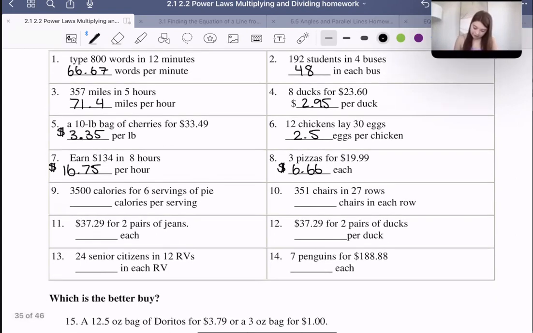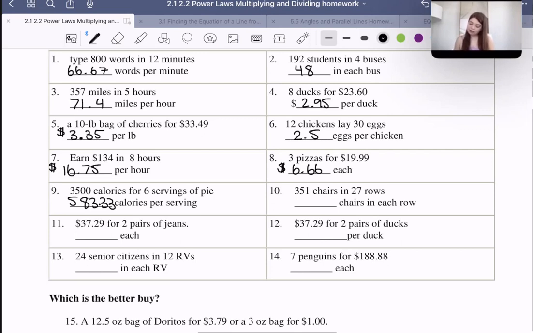All right, number 9 says it's 3,500 calories for 6 servings of pie. How many for 1 serving of pie? How many per serving? Well, that's going to be 3,500 divided by 6 is going to give us 583.33 calories per serving. Okay.